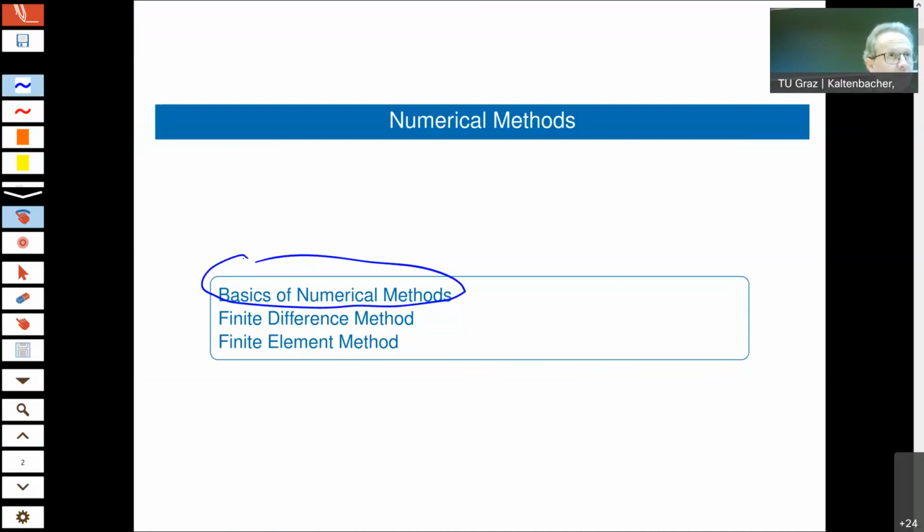That is a very important issue. We cannot go into all details, but the main properties I will try to explain to you. And then we will dig in, as you can see here, to the finite difference method. The finite difference method you already know.